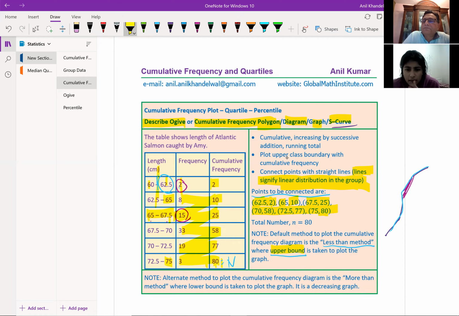Could I ask 2 questions? Sure. First question is, when you draw the polygon, you don't put it at the origin because it doesn't start at 0. Where do you know where to put the point? Is it the lower bound? Good question. Very good. So what we do here is like this. How many are less than 60? So we'll go for less than 60. How many? 0.